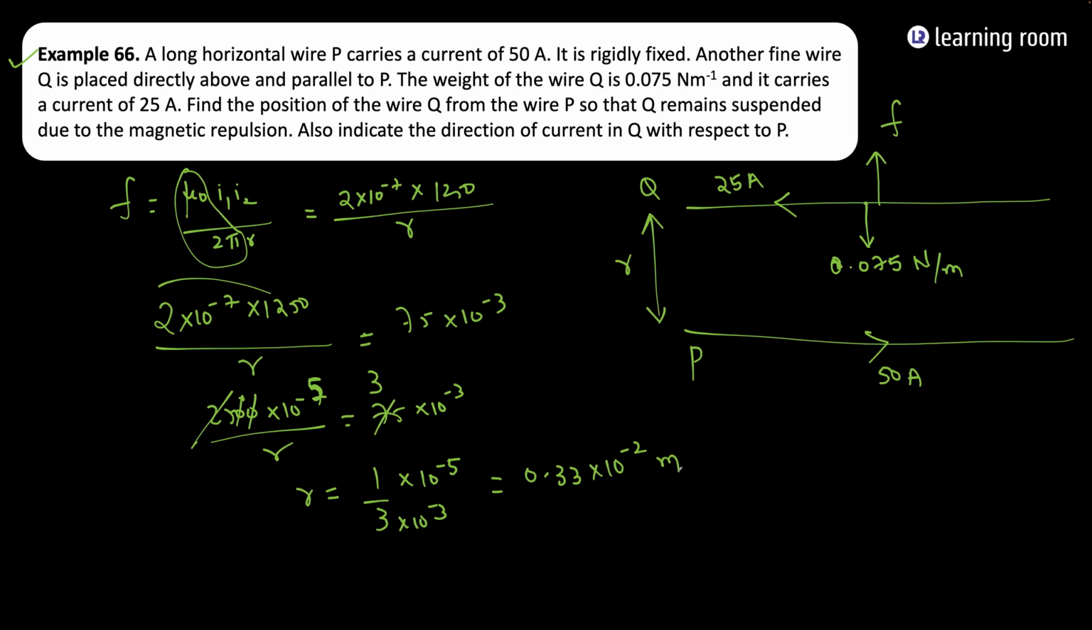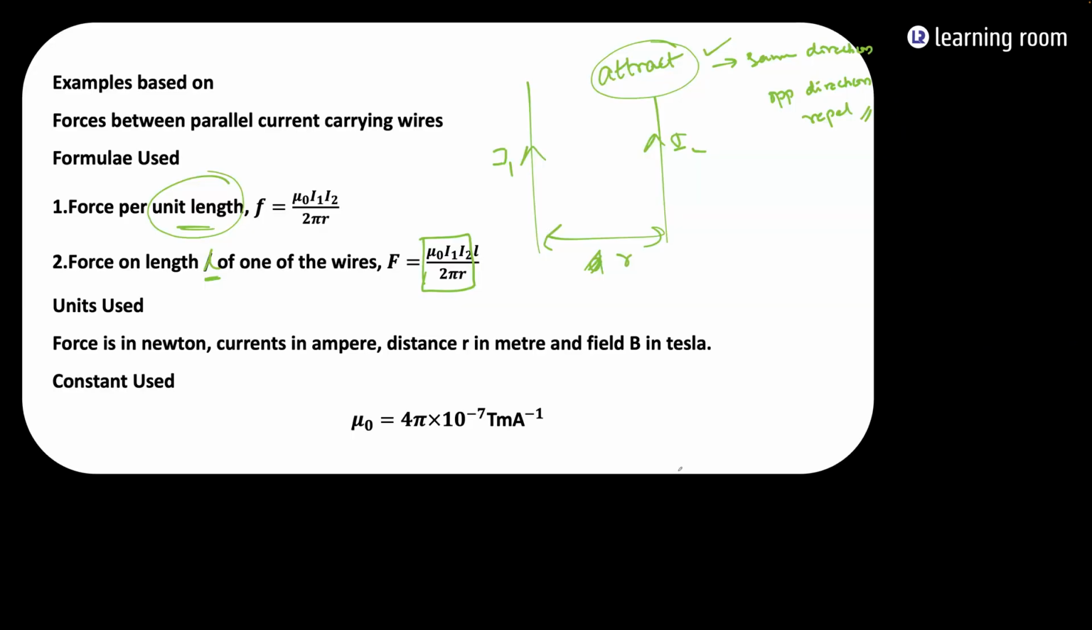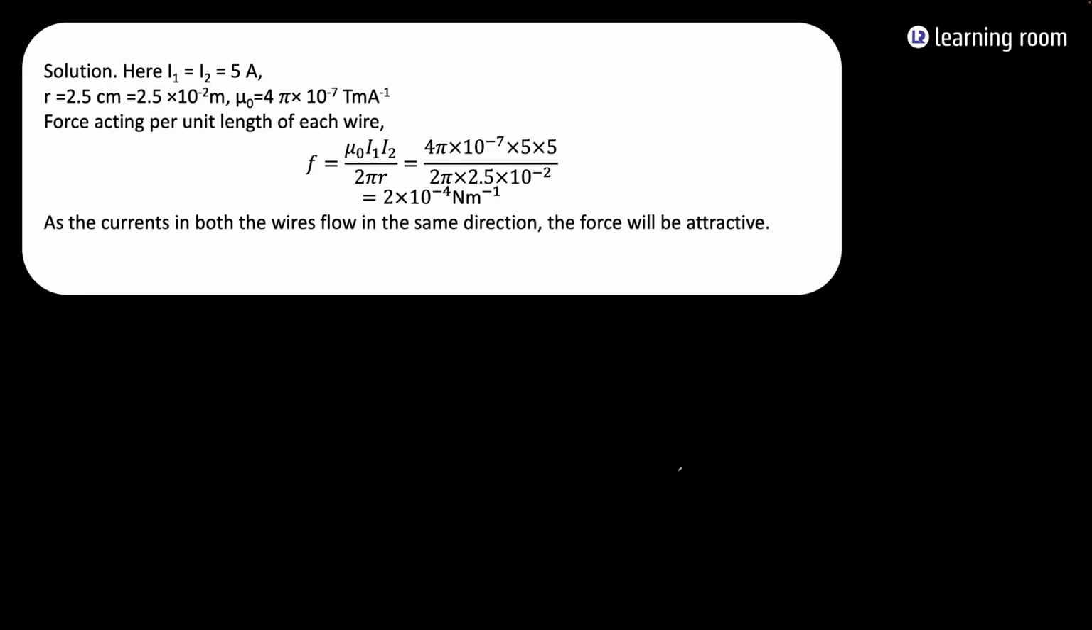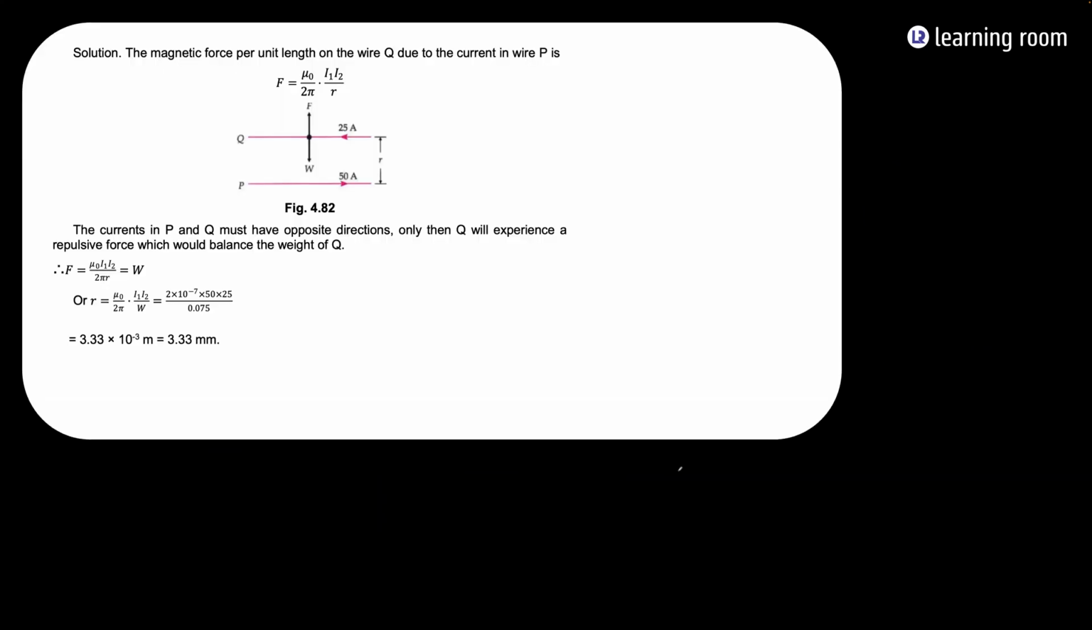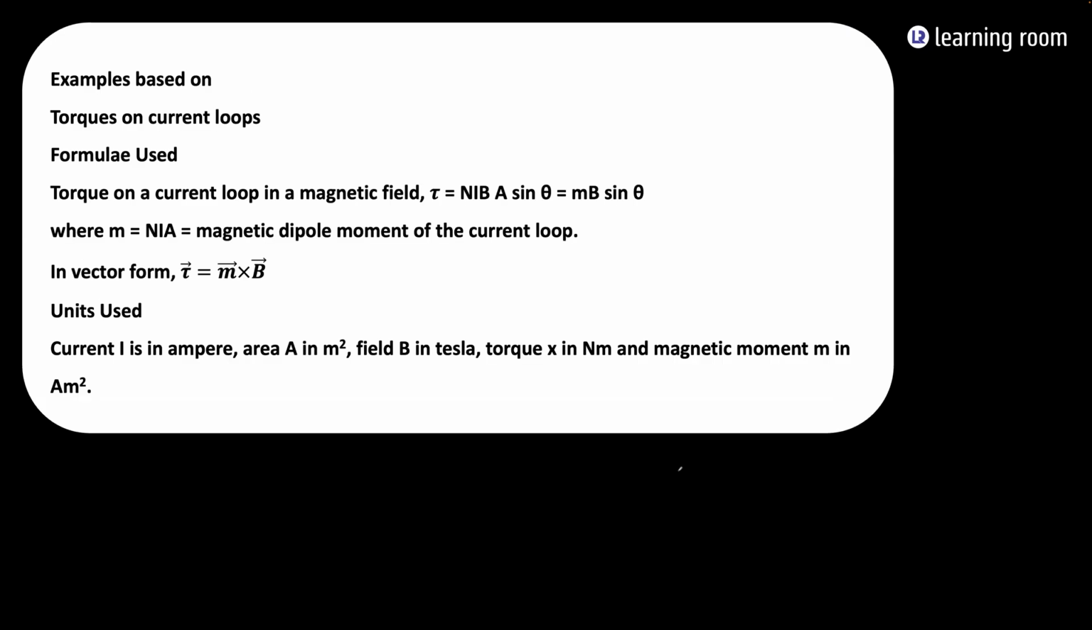I have taken force per length. This is the formula for force per length only. That is why I have put small f. I told you when I explained the formula itself. You're clear with this? So it is 0.33 into 10 power minus 2 or 3.3 into 10 power minus 3, which will actually be 3.3 millimeter. I hope it is clear, right? So we'll quickly proceed to the next concept, that is torque. You can just make a quick note of the formula.